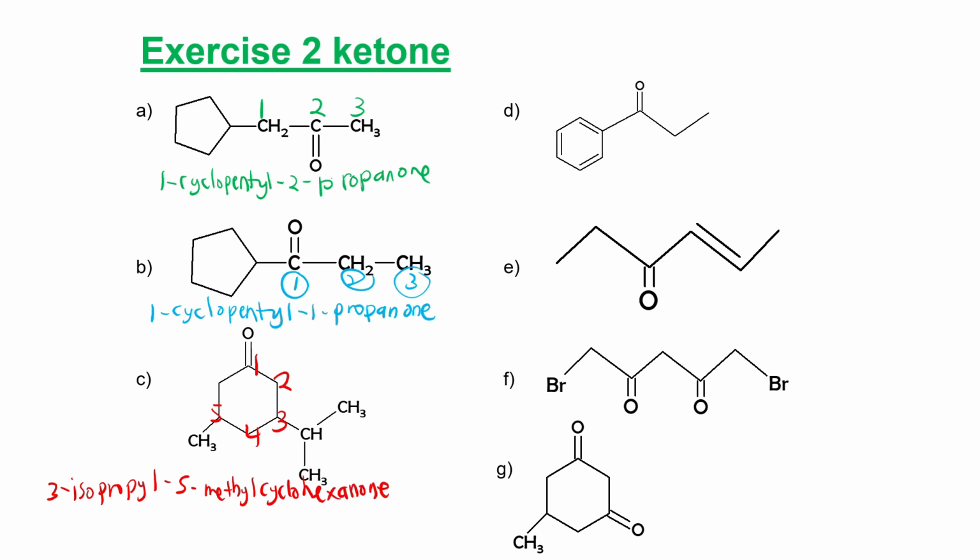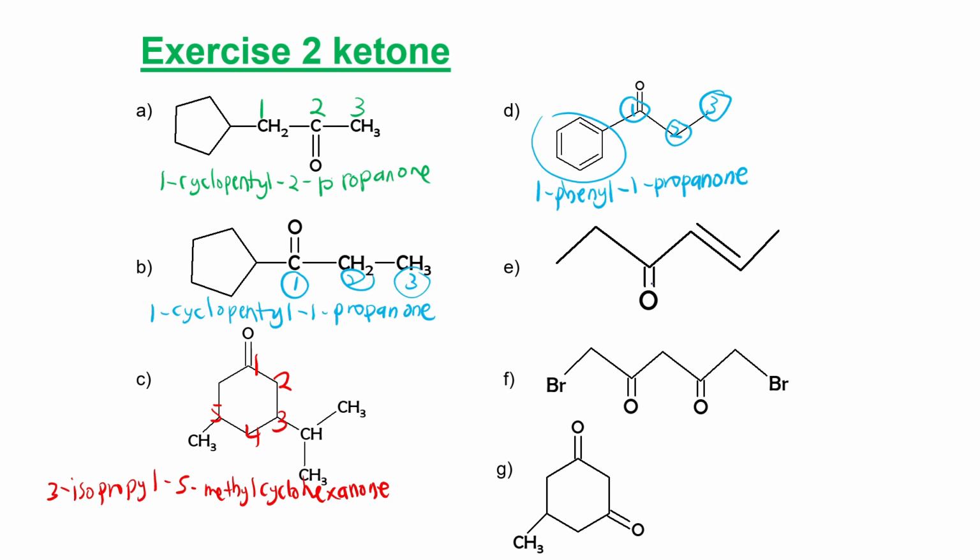The next one, for question D. So the first carbon here is attached to phenyl and also C double bond O. So second carbon here and third carbon here. So the longest continuous carbon is 3. So on carbon number 1 we have phenyl, and carbon number 1 also has the double bond. So 1-phenylpropanone. E, so we have a carbon double bond and C double bond O.